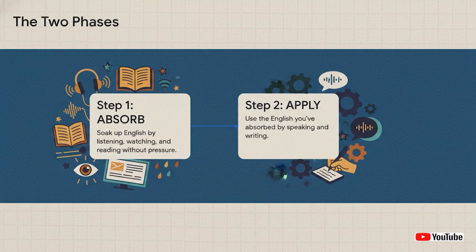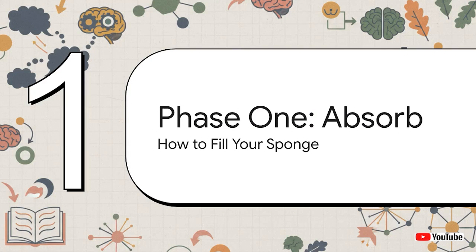Think about it. You can't squeeze water from a dry sponge, right? A lot of learners try to speak without getting enough input first, and that's exactly why they get stuck. To be truly fluent, you have to master both. All right, let's start with phase 1, absorb.